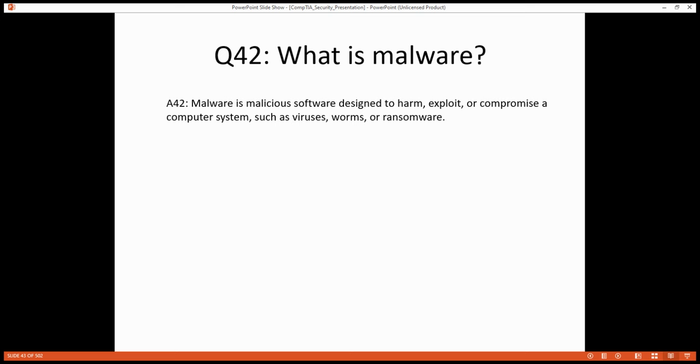Q42. What is malware? A42. Malware is malicious software designed to harm, exploit, or compromise a computer system, such as viruses, worms, or ransomware.